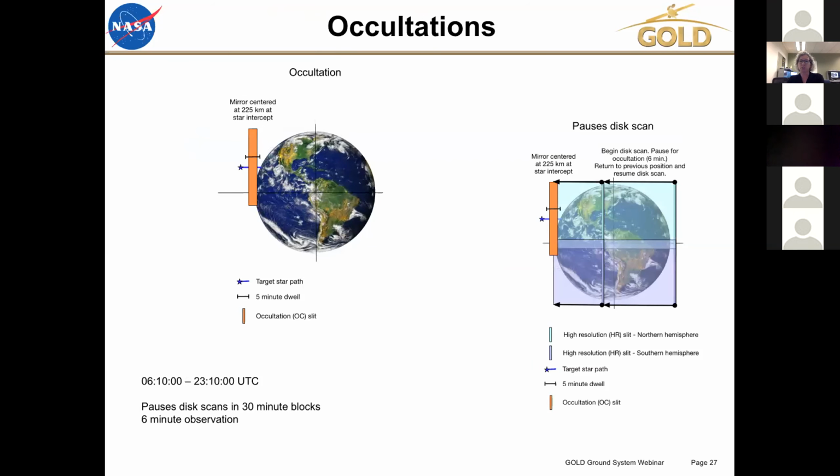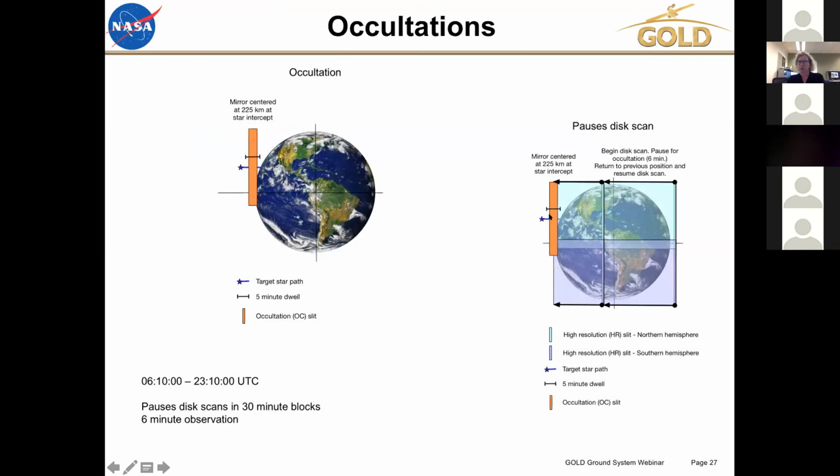For occultations, what we do is we start our disk scan when the star would be available. We pause the disk scan. We change the slit to the occultation slit. So again, that slit is 1 degree wide. And we move the mirror to the specific location where the star will pass through that field of view. So the mirror is then centered at 225 kilometers above the surface where the star intercept will be.